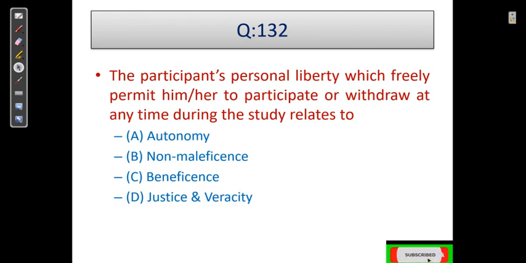The participant's personal liberty, which freely permitted him or her to participate or withdraw at any time during the clinical trial study. So, autonomy, non-maleficence, beneficence, justice, and veracity. So, we can say it is based on autonomy.